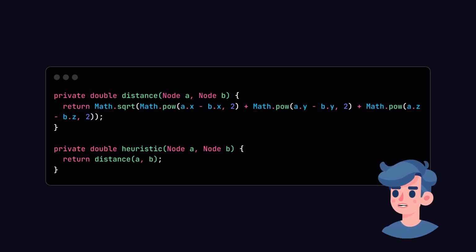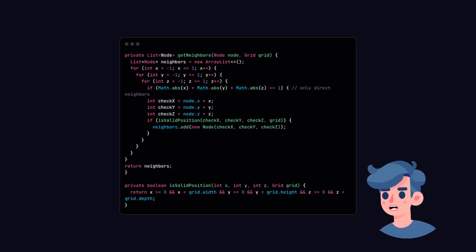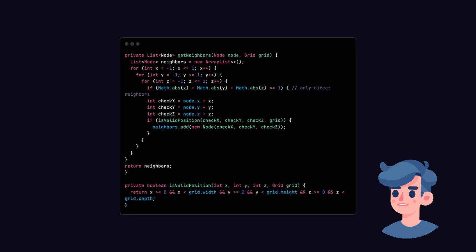Now, we need to define the distance and heuristic methods. Now, we should implement a method to get neighboring nodes for our grid. Neighbors will be the adjacent nodes in 3D space. We will consider a 3 by 3 by 3 cube around each node.